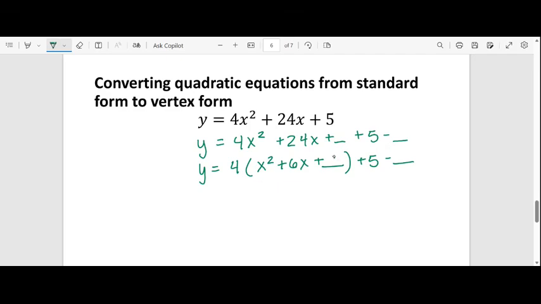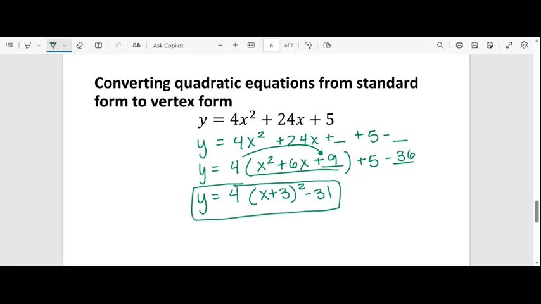3 squared is 9. It's not actually a 9. It's really a 36 that I added, because 4 times 9 is 36. So if I added 36 into this equation, to keep it balanced, I have to subtract 36. All right, last step. Let's rewrite it. We'll see y equals 4. You can take this whole thing, replace it with x plus 3 squared, and then negative 36 plus 5, or 5 minus 36, however you want to think about it, is just negative 31. And that is our vertex form right there.